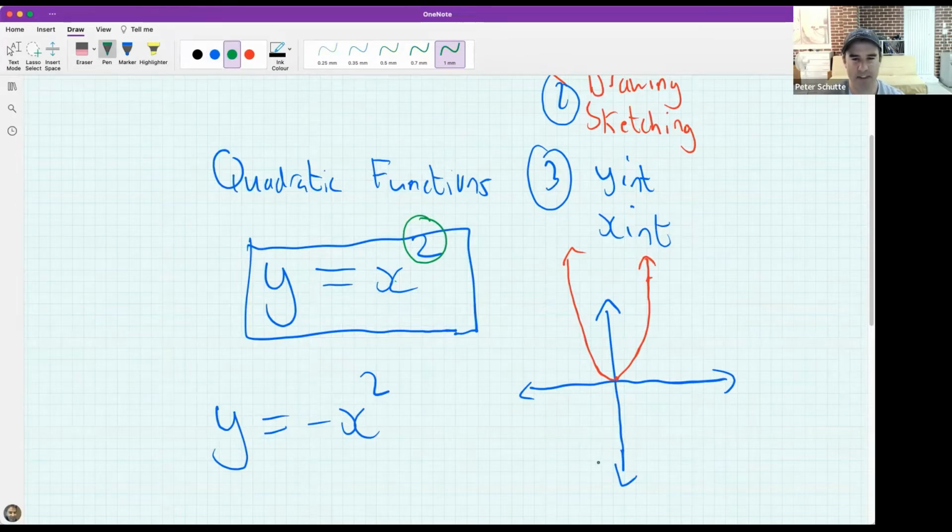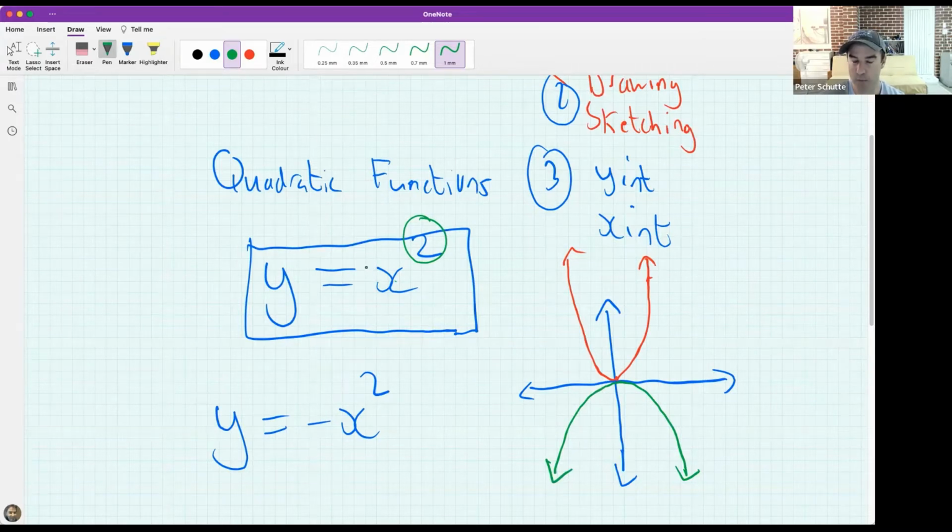Okay. Now, what about if I said to you, what does y equals minus x squared look like? How would you describe that in words? You pop it in the chat. What does that remind you of? It's a sad face, yes. So y equals minus x squared will look like that. It's a sad face. So the number in front of the x squared actually makes a parabola happy or sad.